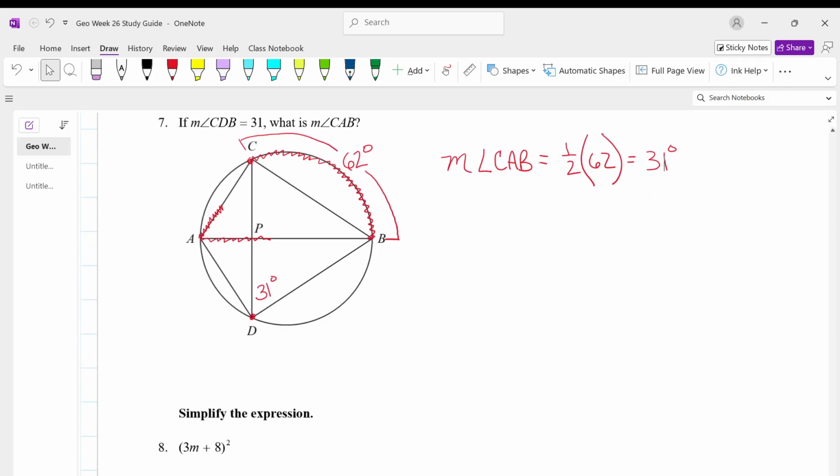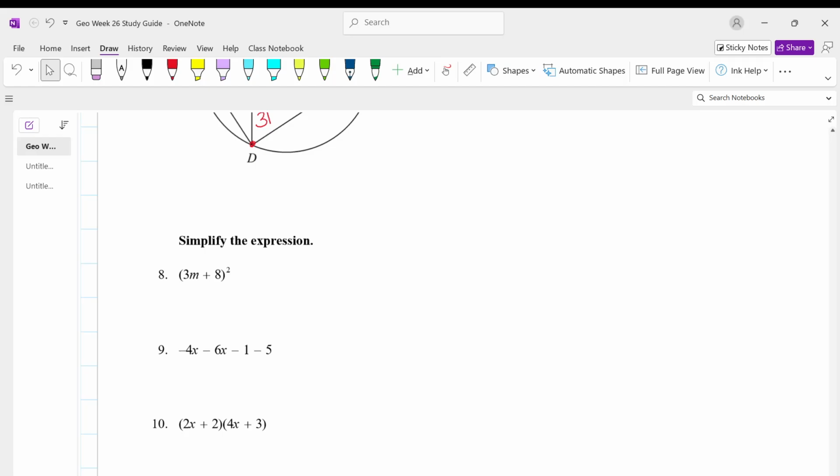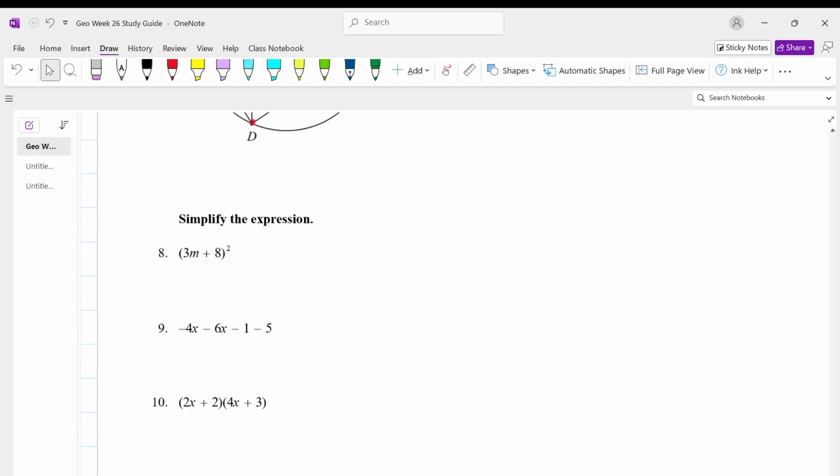All right, and then we've got 3 more questions that are just review type, combining like terms and multiplying binomials. So problem number 8, we've got 3m plus 8 squared. So 3m plus 8 squared is 3m plus 8 times 3m plus 8. So we're multiplying binomials. That means we need to do the distributive property twice.